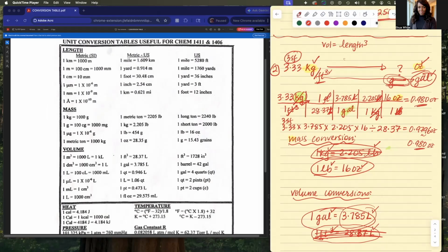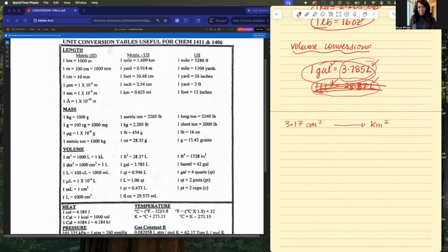0.980, that has a non-zero number to its left and a decimal, counts as significant. So 0.9, the 9 is significant, the 8 is significant, and so is the 0, because to its left there's a non-zero number and a decimal.